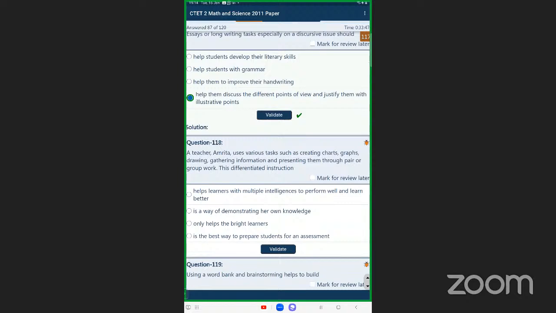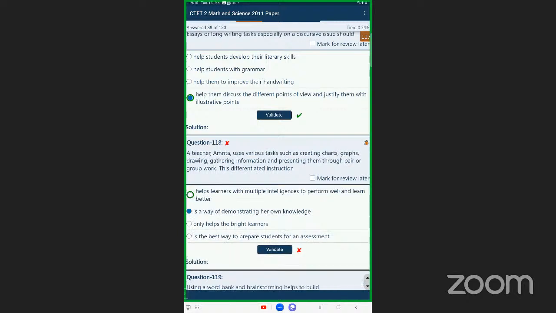What is question number 18? A teacher, Amrita, uses various tasks such as creating charts, graphs, drawing, gathering information and presenting them through pair or group work. This different instruction is for what, student? This different instruction is a way of demonstrating her help to learners with multiple intelligences to perform well and learn better. Next one is student, 119 question.